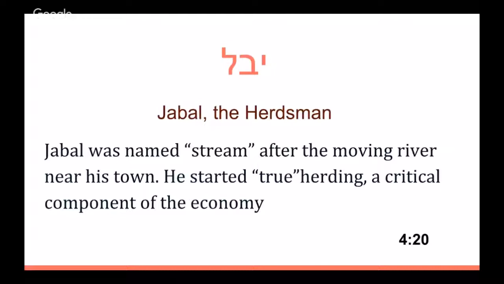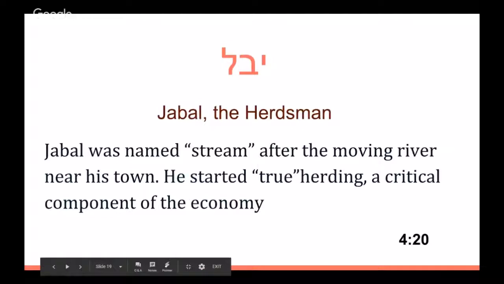In chapter 4, verse 20, we can see how Jabal is the father of those who dwell in tents and have livestock. So Jabal was one of the first true herdsmen, and that's obviously a very critical component of agriculture, as this is when you had livestock. Now, this doesn't mean he was the first person to have livestock, because Abel was a keeper of livestock. Genesis 4:2 tells us Abel was a keeper of sheep. But Jabal really started to innovate that.